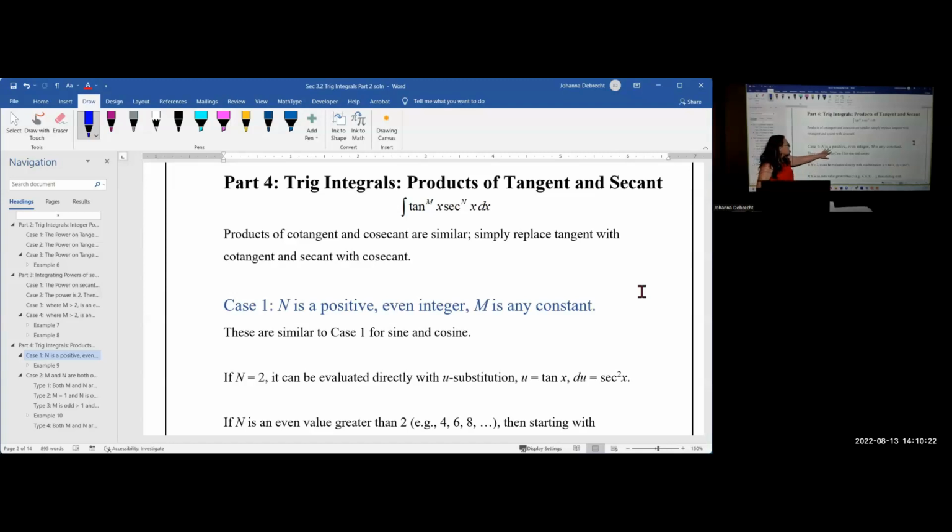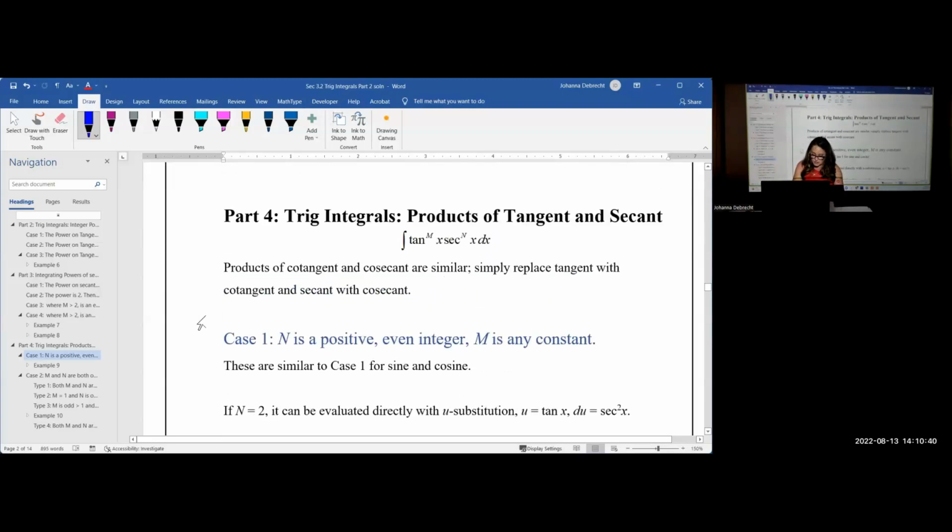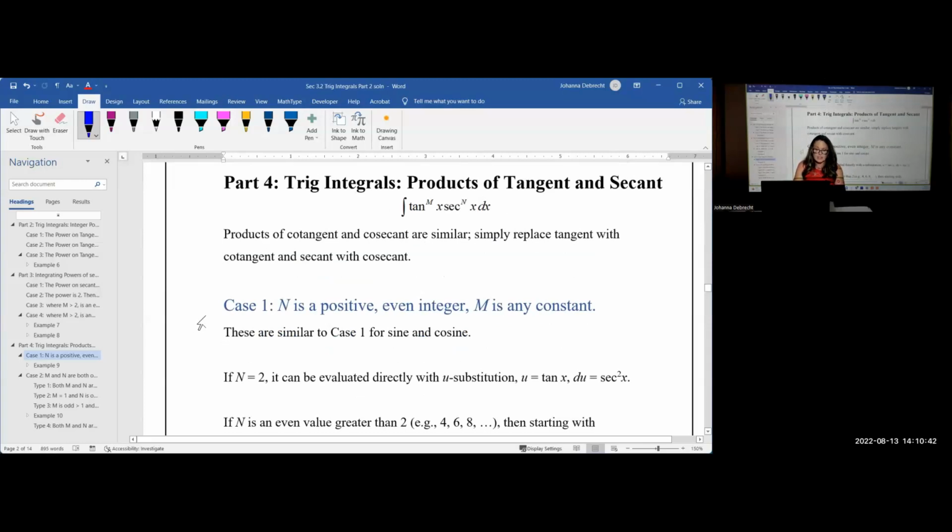So we're going to start with n being a positive even integer and m being any constant. So we've already seen this in one of the examples we did up above. This is going to be similar to case 1 for sine and cosine. So basically what we have here, if n is 2, then we've got secant squared of x dx, which is the derivative of tangent. So it's just like begging you, please do a u substitution, let u be tangent and let the derivative be secant squared.